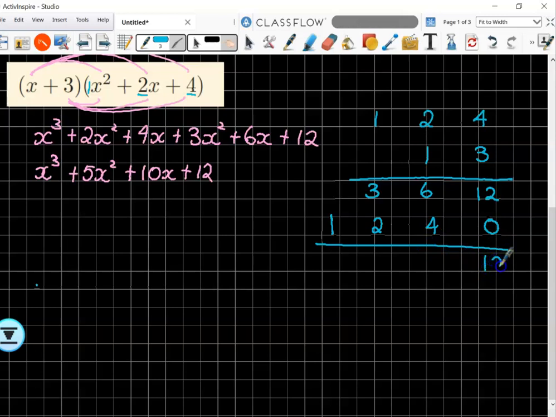Now we're going to add up. 12, 10, 5, 1. Do you notice anything? Why is it 10 and 12 instead of like 11 and...? So we're adding vertically. Yeah, look at that. This is your constant term. This is your coefficient of x. This is your coefficient of x squared. And this is your coefficient of x cubed. It's really cute and it works every single time.